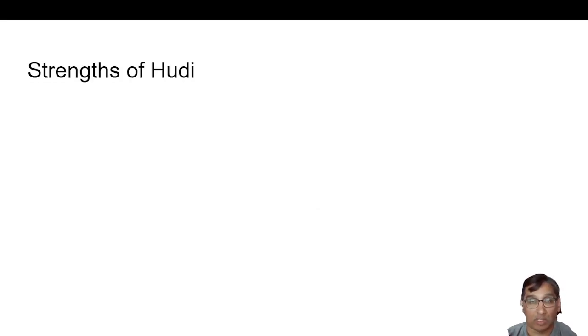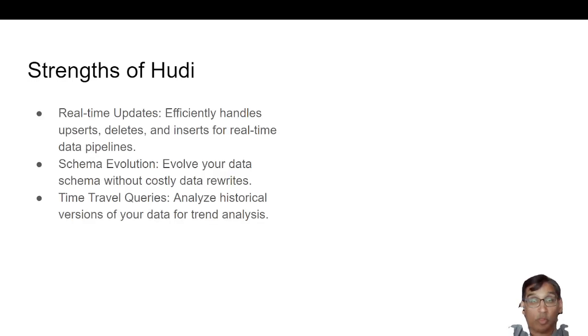Now, Hudi boasts several strengths that make it a compelling choice for specific use cases. The ability to handle real-time updates efficiently positions Hudi as a front runner for data pipelines that continuously ingest and process streaming data. Hudi also allows for schema evolution, giving you the flexibility to adapt your data structure as needed without disrupting existing workflows. Finally, of course, Hudi's time travel functionality provides valuable insights by enabling you to analyze historical versions of your data.